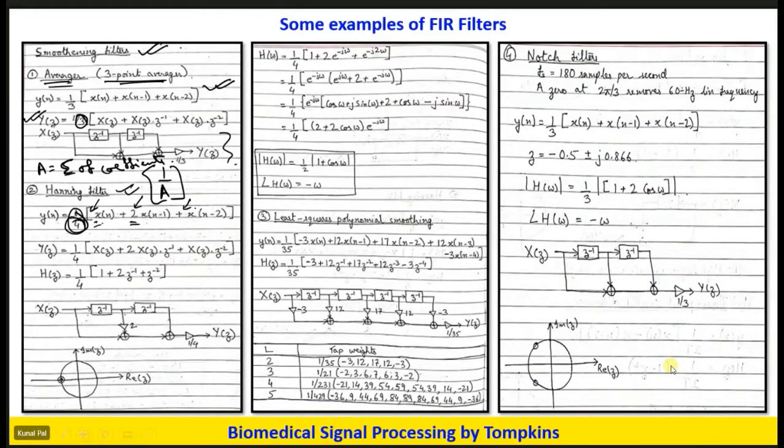So we can do it like this: we can get H(Z) equals 1 by 4, 1 plus 2 Z inverse plus Z to the power minus 2, and then we can realize the filter, and this is the pole zero plot. Over here there are two poles at the origin of the filter, and two zeros at pi.